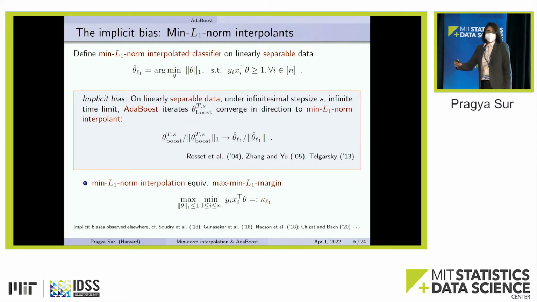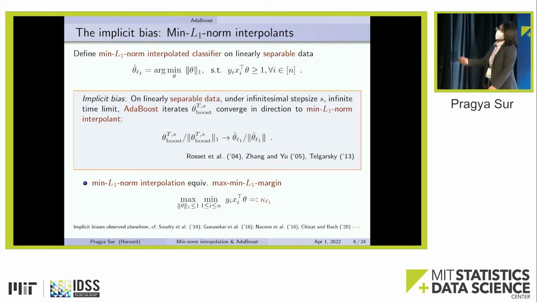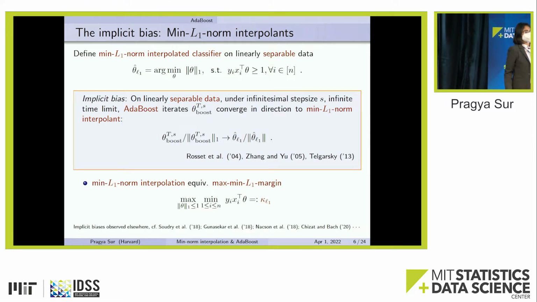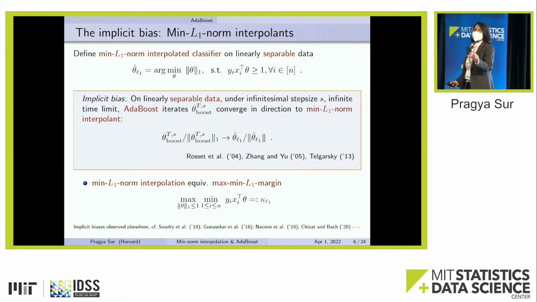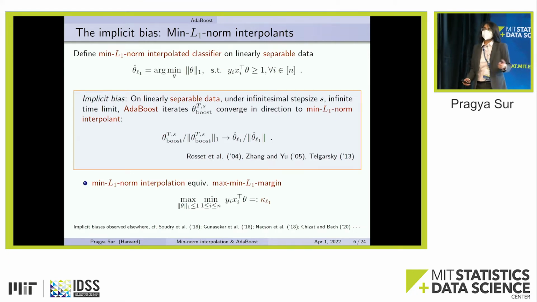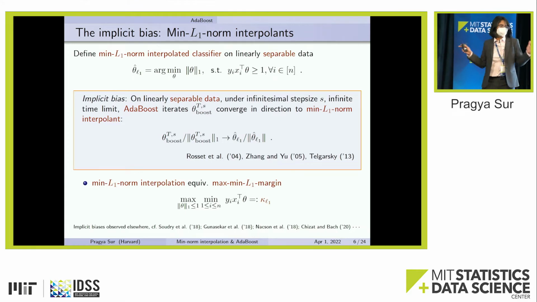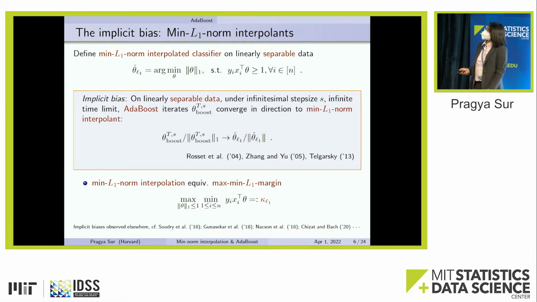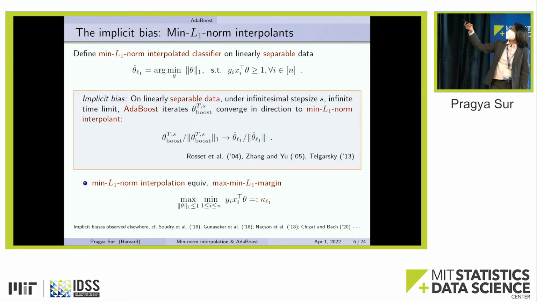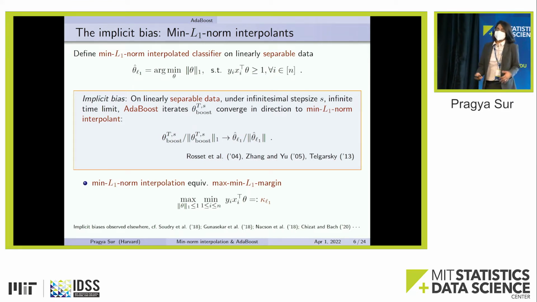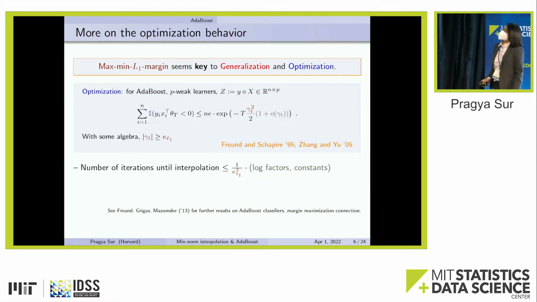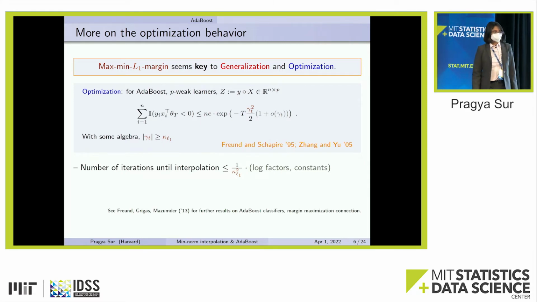Now, why is this related to what I presented before? That's because these interpolants and the margins are all tied together. For instance, the max-min margin, which just showed up in the previous slide: if I solve that max-min L1 margin problem, as a solution you will get one of these interpolators. So these are equivalent. They're not separate from each other. That means this L1 stuff seems pretty important for AdaBoost. The min L1 norm interpolant shows up as the implicit bias. The max-min L1 margin shows up in upper bounds for generalization error. And even more, so this is an algorithm.